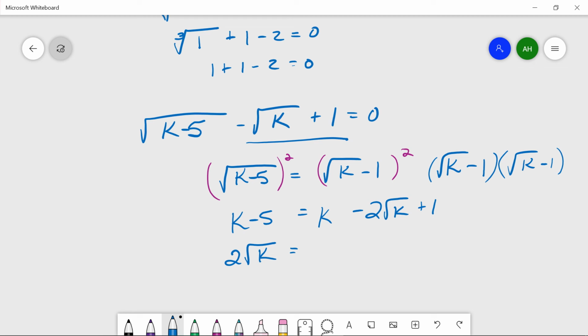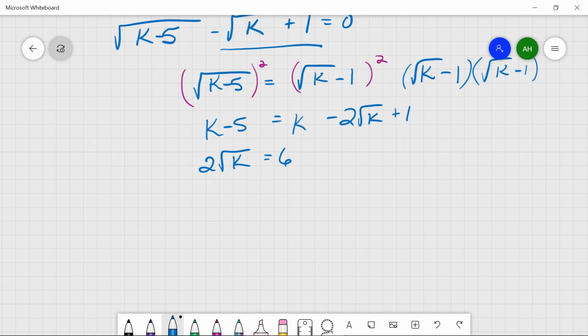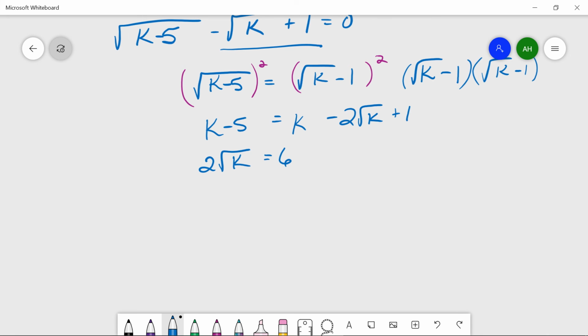When this k comes from the left and moves to the right, it's going to cancel the k's out. The 5 comes over as a positive, so I get 2 root k equals 6. Now we divide both sides by 2, and we have root k equals 3. Now let's square both sides, and we get k equals 9. If you plug that in, you'll see that you have the correct answer.